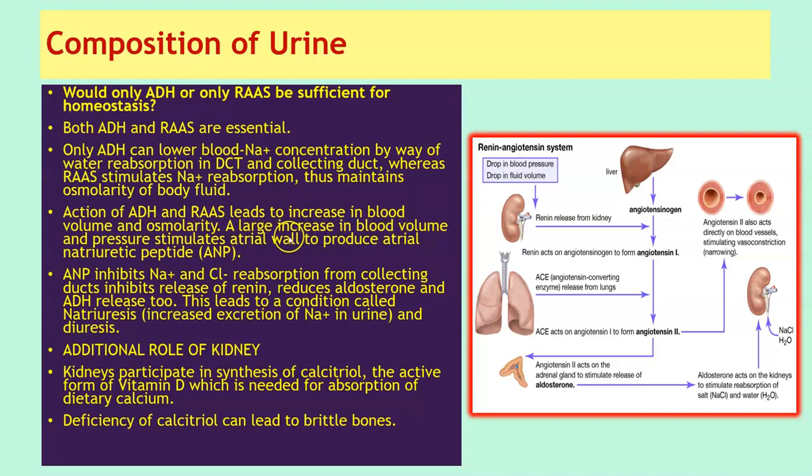A large increase in blood volume and pressure stimulates atrial walls to produce atrial natriuretic peptide, ANP. Now this ANP inhibits sodium and chloride reabsorption from the collecting ducts, inhibits release of renin, and reduces aldosterone and ADH release too. This leads to a condition called natriuresis, that is increased excretion of sodium in the urine, and diuresis, that is excretion of diluted urine. So both these systems are essential for maintaining homeostasis and regulating the concentration of the body fluids.